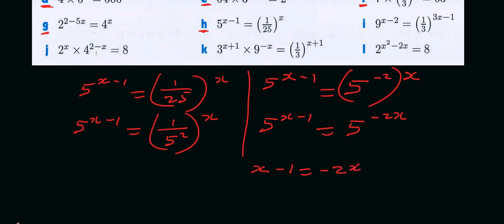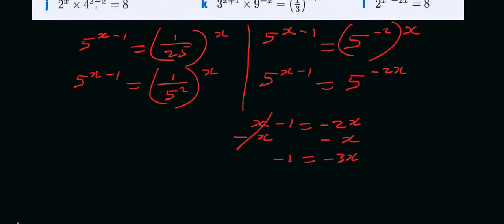So all we have to do is to subtract x from both sides. So x minus x will cancel out, and so now we have negative 1 is equal negative 2x minus x will give us negative 3x. So at this point we can divide both sides by negative 3. Negative 3 cancels out negative 3, and negative cancels out negative, and then finally x is equal 1/3.